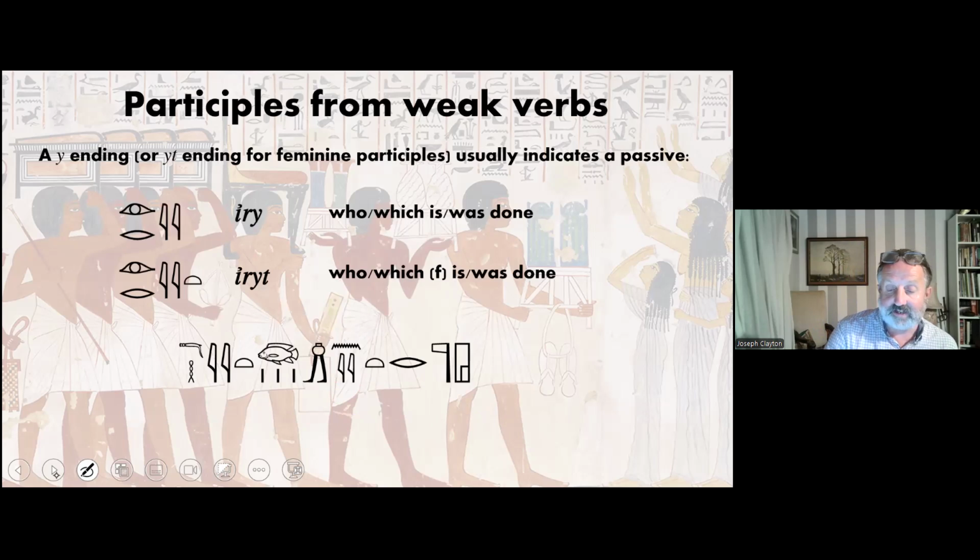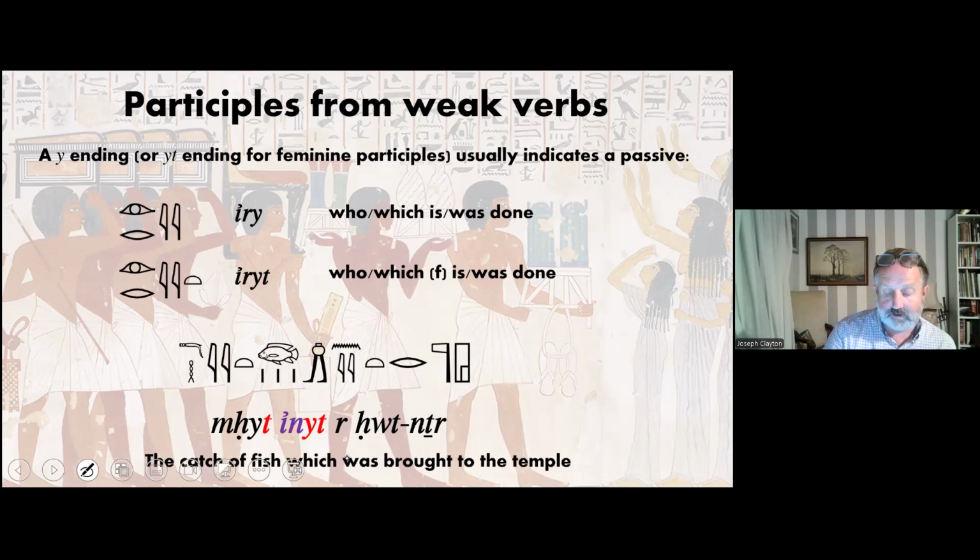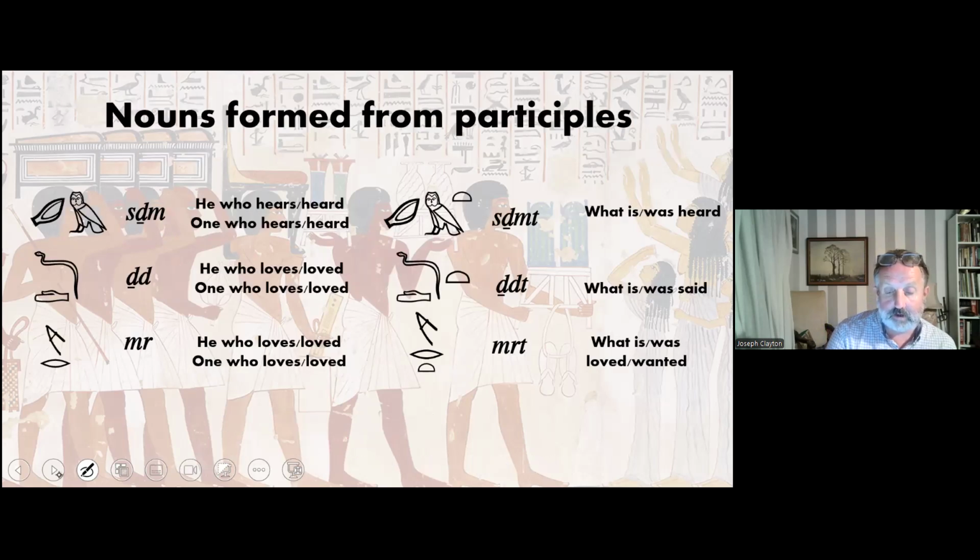so that means that it's intensive. Also, you can spot the passives in weak verbs as well, because they end in Y or YT. So who was done, or which was done in feminine. So if we look at this one here, we've got mekhit, which is actually a participle using a noun in itself. It means literally the catch, like ini, to bring. So we've got inyt, we've got a Y on the end of it, makes passive ending. So brought, so it's the catch brought to the temple. Okay, the catch of fish which was brought to the temple. Okay, nouns form participles. Sedjem, he who hears, sedjemet.